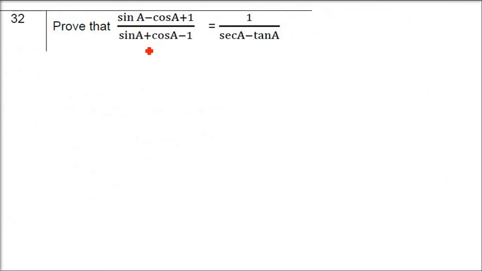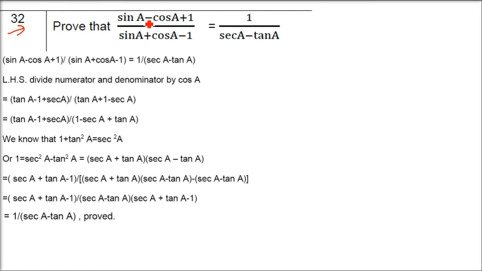Sin A minus cos A plus 1 over sin A plus cos A minus 1 equals 1 by sec A minus tan A. Now most of the questions which have come in the sample paper are coming from the solved questions of NCERT. First thing is, you have to observe the left hand side and right hand side. Left has all sin cos, right hand side has sec and tan. So we'll not be dealing with sin and cos in this case. We have to convert this left hand side in sec A, cosec A or tan A.